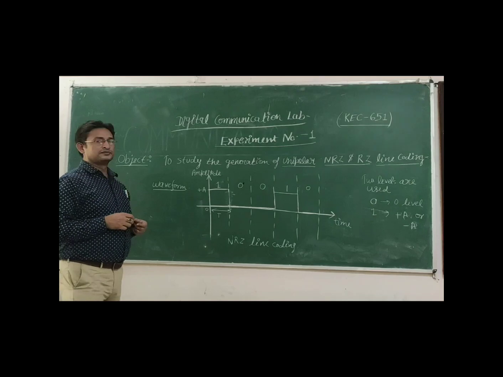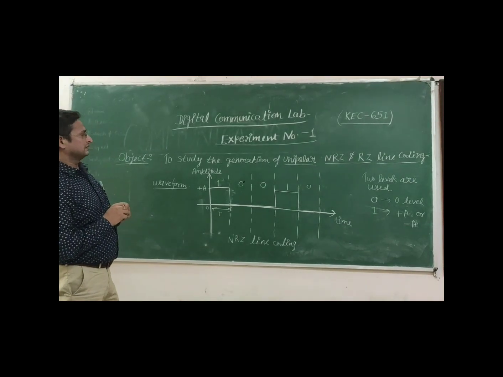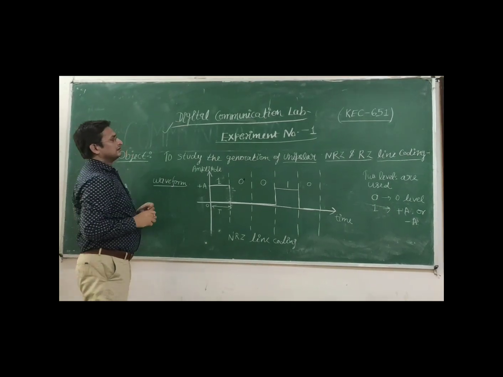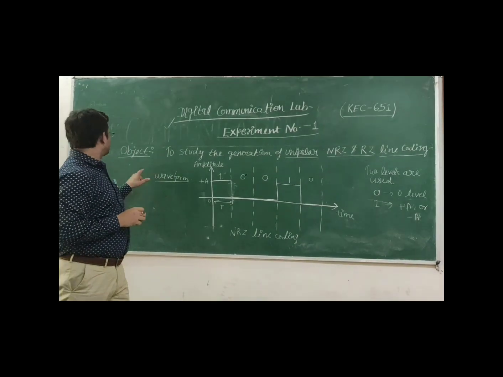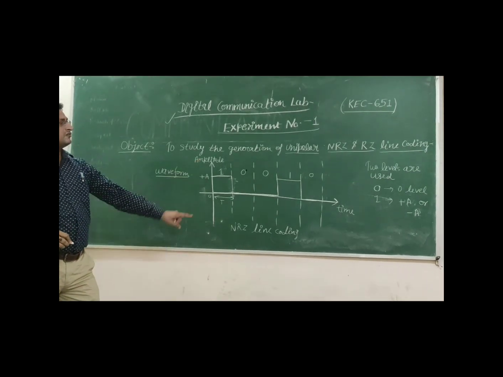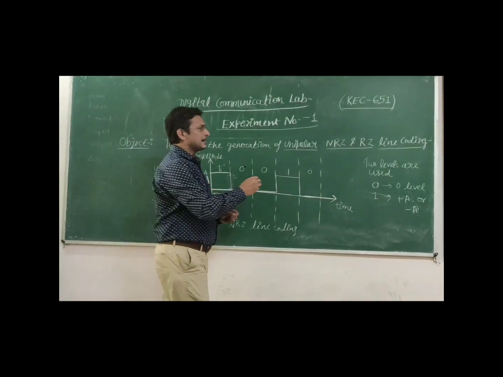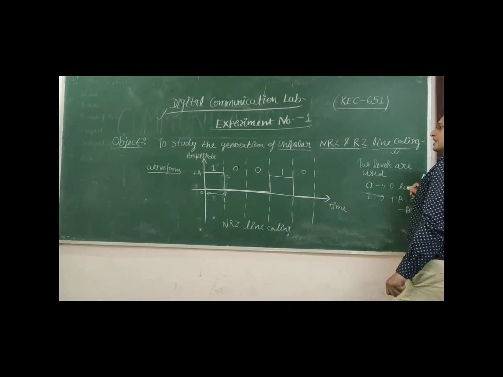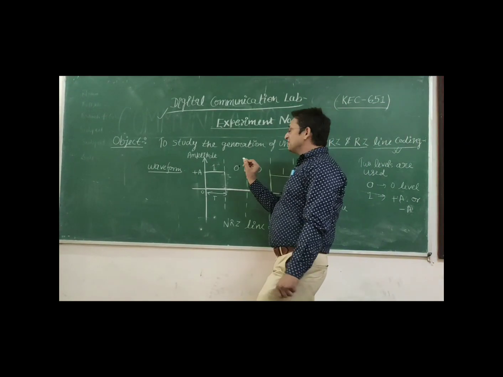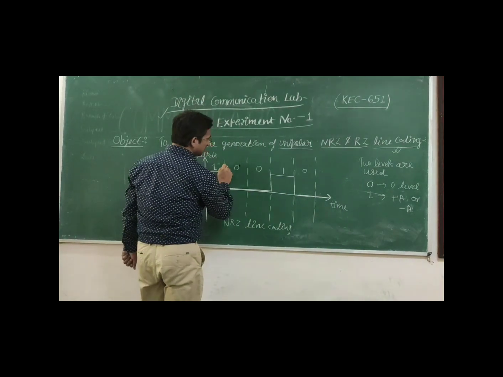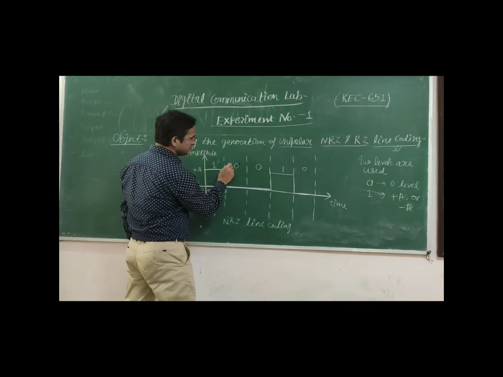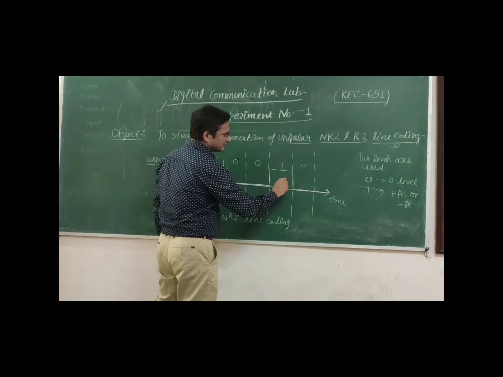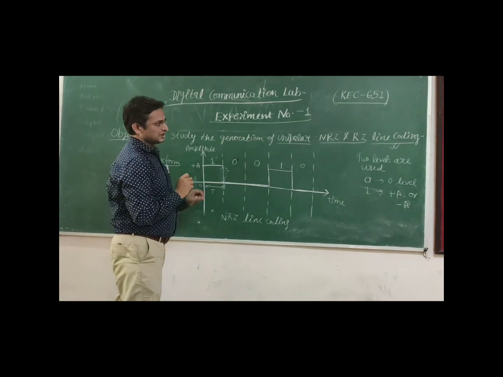Okay, so today we will see the first experiment in the digital communication lab. The first objective is to study the generation of unipolar NRZ and RZ line coding schemes. The term line coding, what does it mean? It means that it converts the digital bit sequence given here, 1 0 0 1 0, into a digital waveform. This is the main function of line coding.